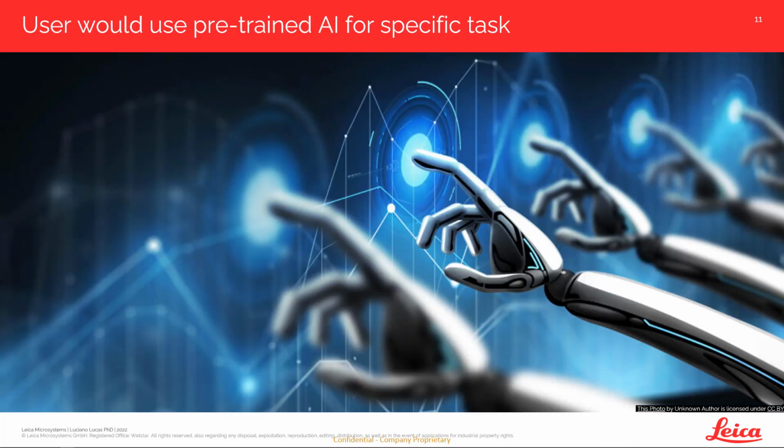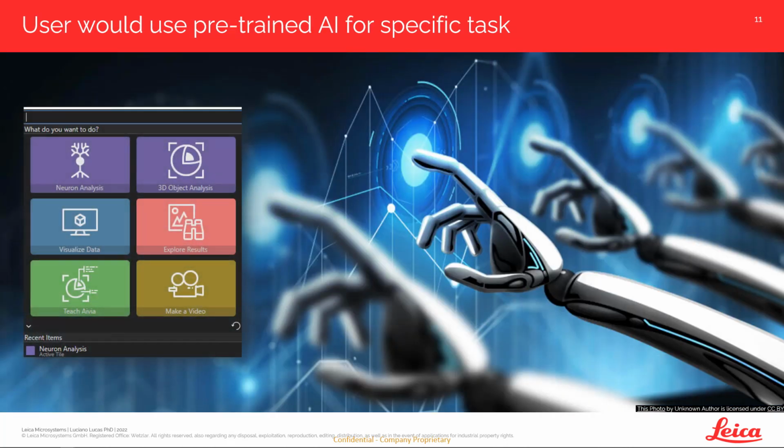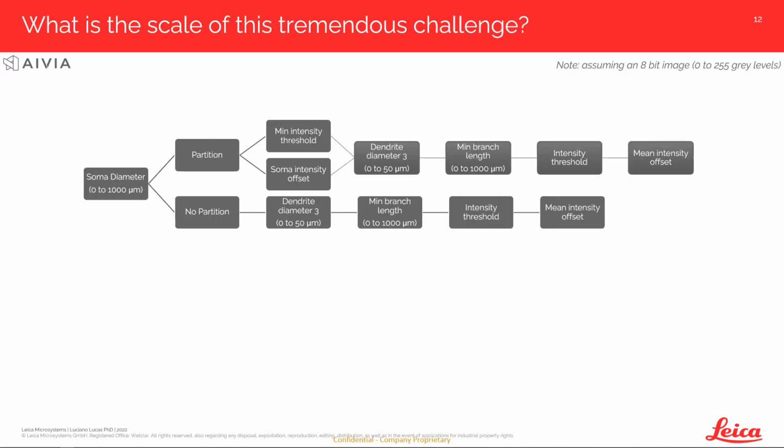We can then deploy that in Aivia and let the users simply apply that pre-trained AI, which can look at each image and determine what parameters to use for a good segmentation. Now, that's the concept, but it is a very, very challenging concept to realize.